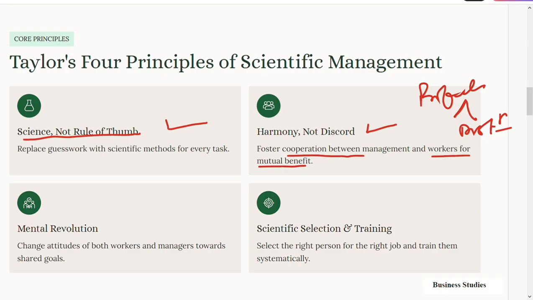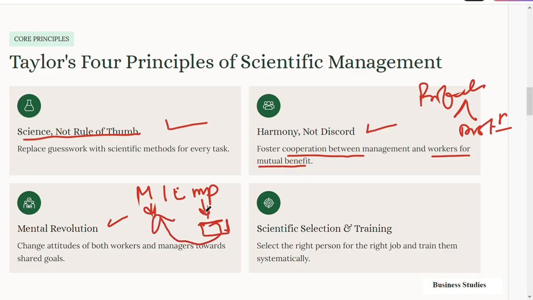So gain should be shared with the employees as well. Then comes cooperation, not individualism. Previously, the management and the employee had a different mindset. The management says the employees are coming here only for the sake of money and they don't want to work. At the same time, the employee says they are doing all the work in the organization, and whatever profit is made is taken by the management.